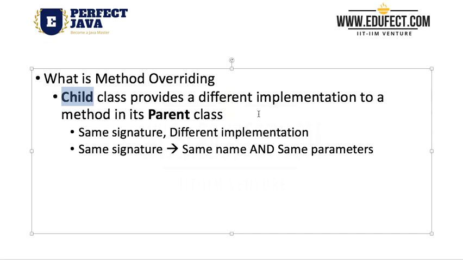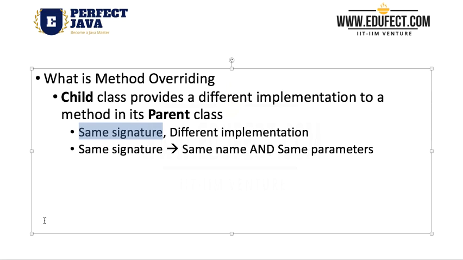So we have a method defined in the parent class, and the child class provides a new implementation, a different implementation to it. So the method and its signature are the same, but the implementation is different. And like we understood in method overloading, what does same signature mean? Same signature means that the method has the same name and the same parameters. So a child class provides a new implementation of a method which was defined in the parent class, and the signature of the methods for both that defined in the parent class and the child class is the same.